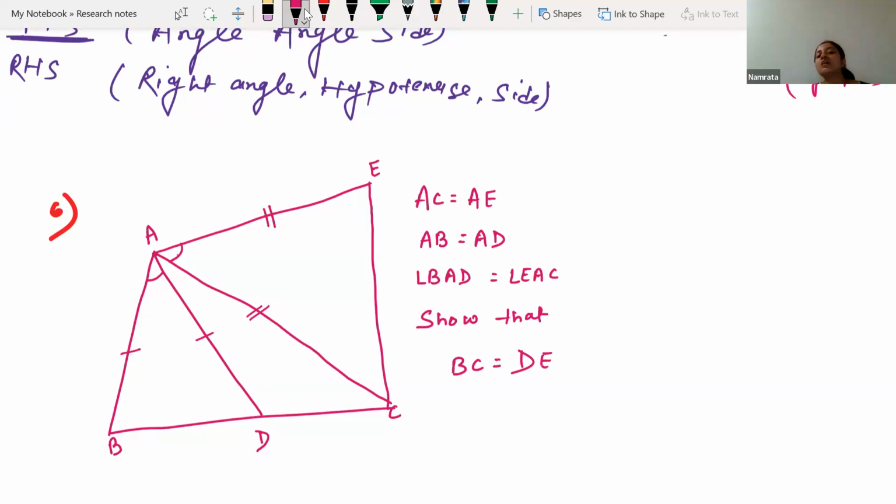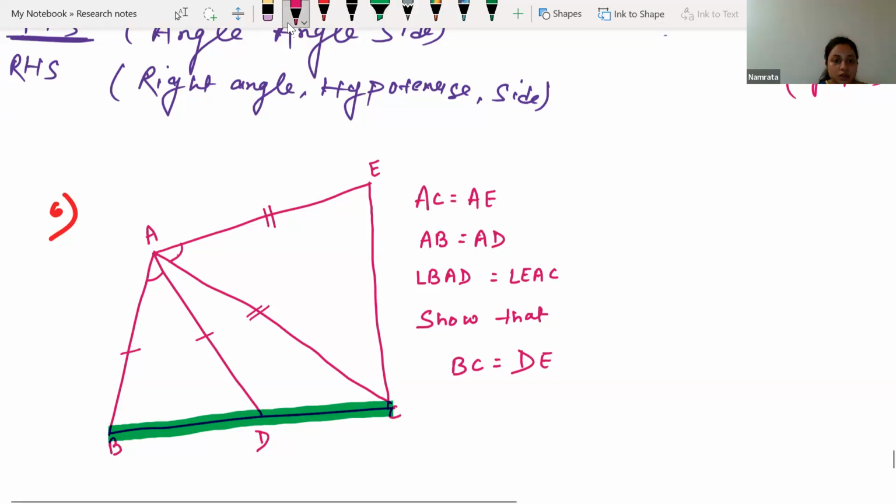Now, without proving the congruency, it is not possible to show that these two sides will be equal to each other. I am talking about side BC and side DE. Where is DE? Okay, these two are also joined. I have not joined it. These two are also joined. Yeah, so we have to show that side BC is equal to side DE.